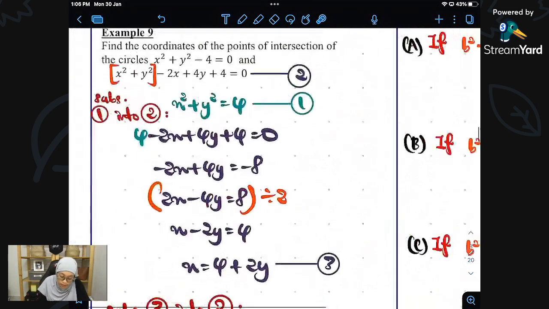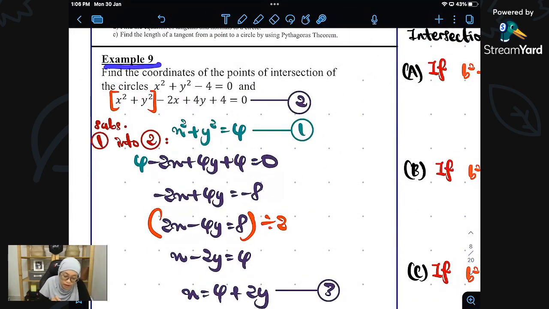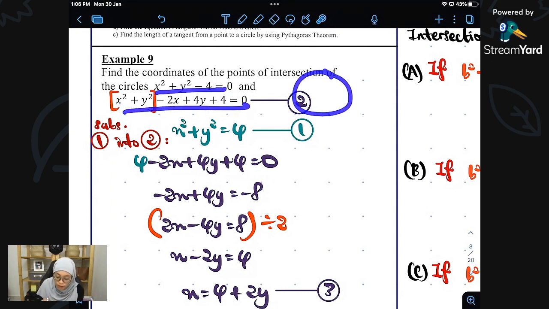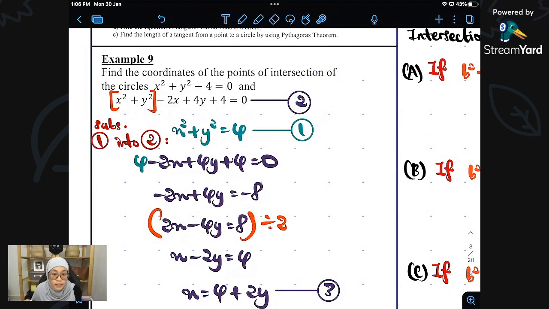All right. So let's have a read at this example. Find the coordinates, meaning the POI, of the points of intersection of the circles x squared plus y squared minus 4 equal to 0, and another circle, x squared plus y squared minus 2x plus 4y plus 4 equal to 0. So these two are two different circles on the x-axis and y-axis, in one axis.